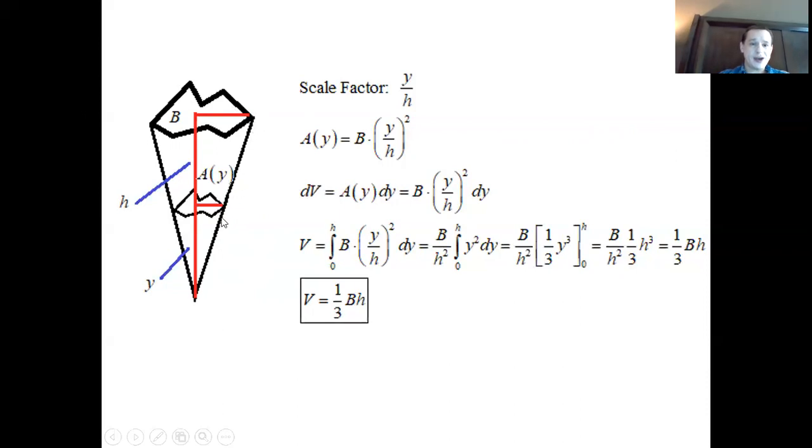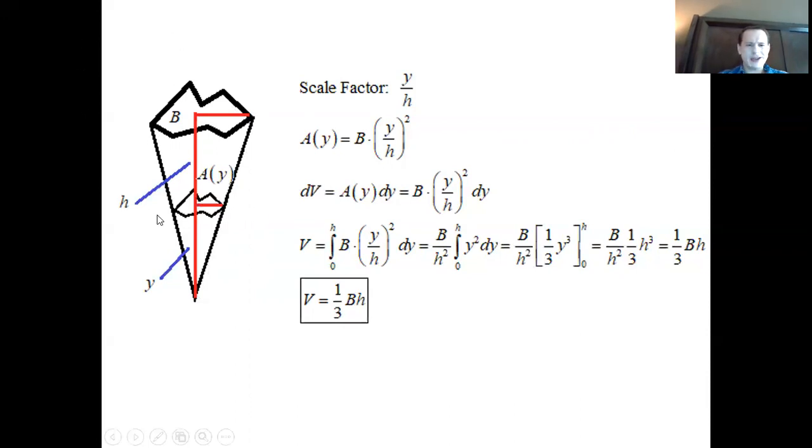The side is going up as a line. So since it's going up as a line, it's linear. That means that the side lengths of all these things are going up in a nice linear fashion. So what's the scale factor in this case? Well, let's take a look.